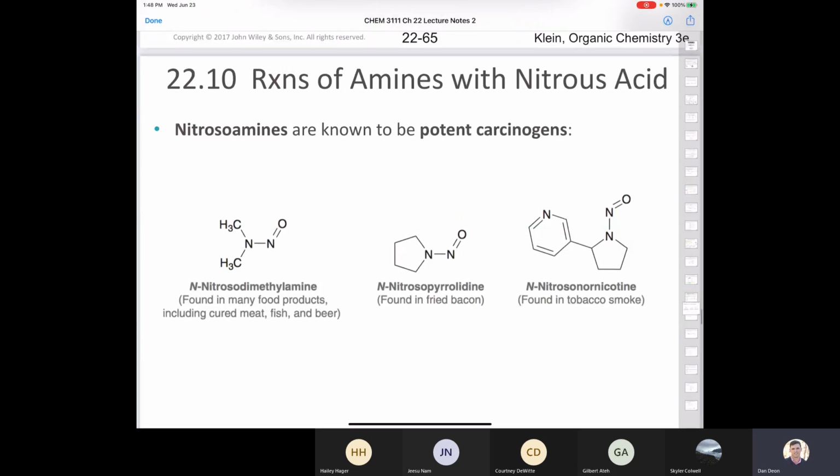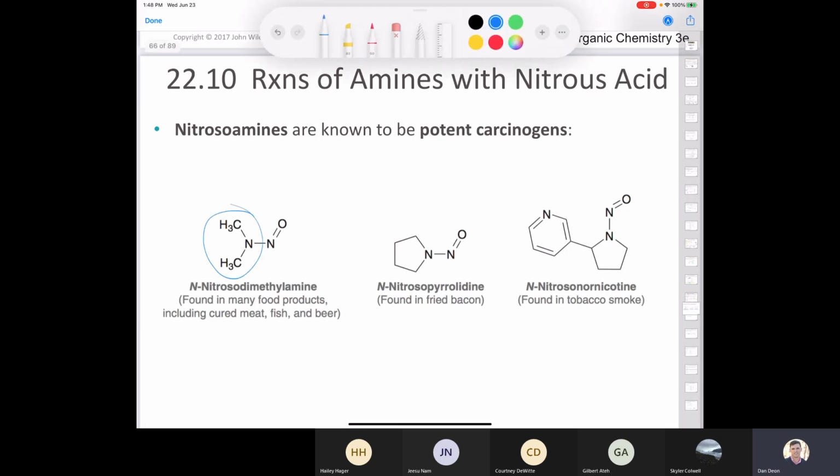For example, if you look at these compounds here, you see this N-nitrosodimethylamine. You just take dimethylamine, which is a secondary amine, and treat it with nitrous acid, which is produced from sodium nitrite and HCl. You end up with this compound, which is found in things like cold cuts and beer. Then you have this one here, which comes from pyrrolidine, and that's found in things like bacon. And then you have this one, which is basically just a nitroso added to nicotine, and that's found in tobacco smoke. But again, all of these compounds are essentially poisonous to some degree, and so we don't think of nitrosamines as being the most useful compounds in the world.